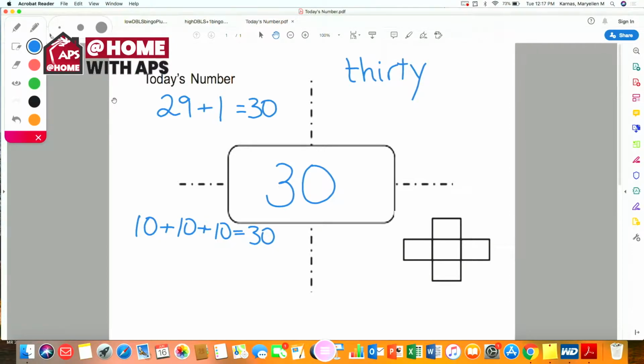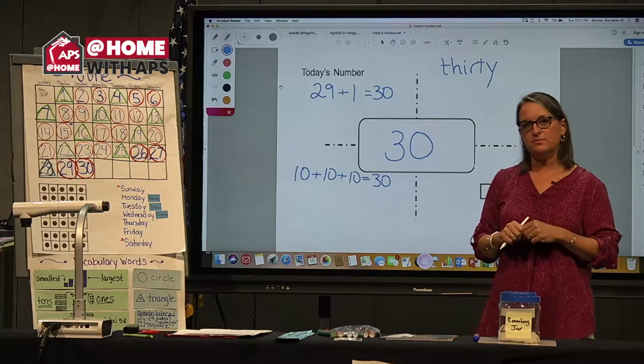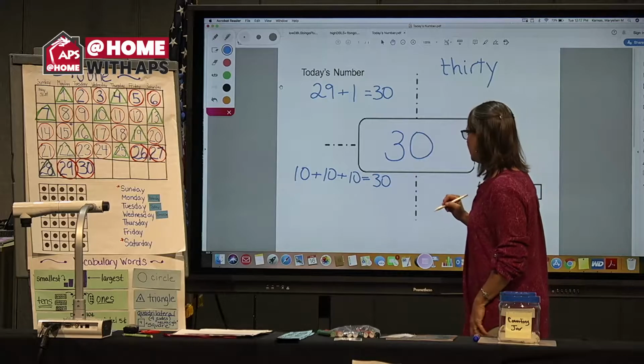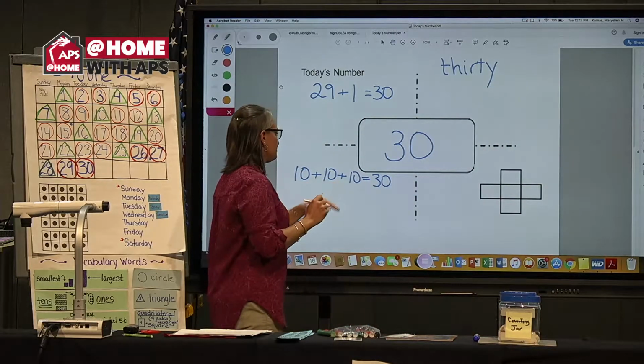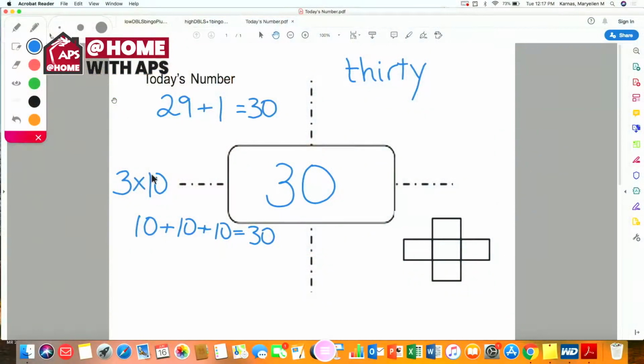Can you think of another way that we could show 3 groups of 10 in a number sentence? How could we do that? We could also think about this. 3 groups of 10, 3 times 10 also gives us 30, doesn't it? Because we have 3 groups of 10, right? Or 10 3 times. 3 times 10 will give us 30.